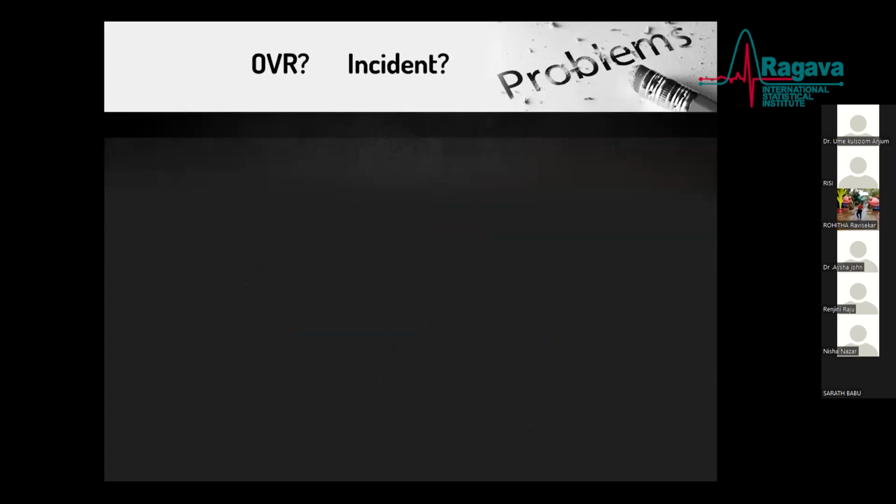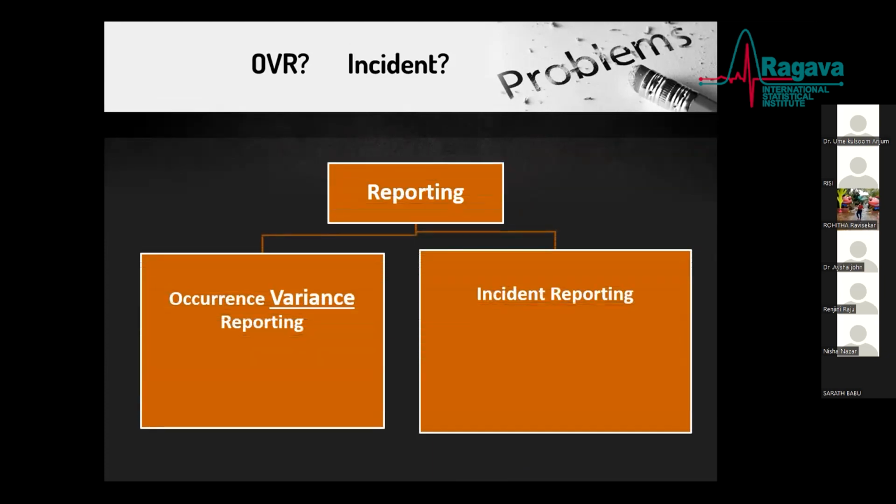Now, some of us term incidents as OVR, occurrence variance reporting, and some of us call it incident. Is there any difference between the two? Well, reporting comes under two categories: occurrence variance reporting and incident reporting. Now, occurrence variance, the name itself suggests that there is a variation. So what do you mean by occurrence variance?